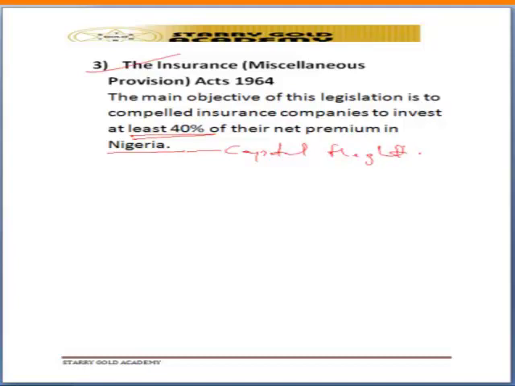Most of the companies have some British origin, and they are making their money here. The profit will be sent down to their country, so that's capital flight. But the government now says that there is need for them to invest back into the economy where they are making their money. So this law was enacted to say you must invest at least 40% of your net premium into the Nigerian economy.